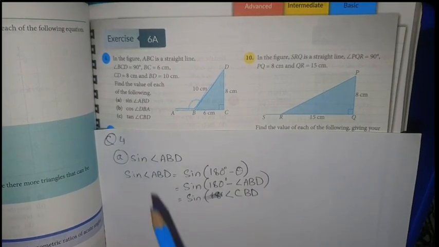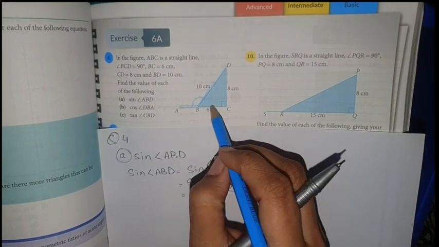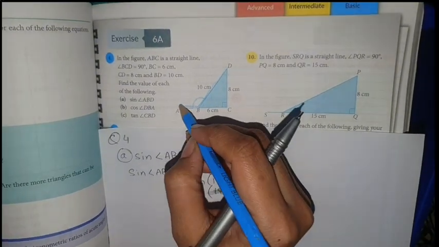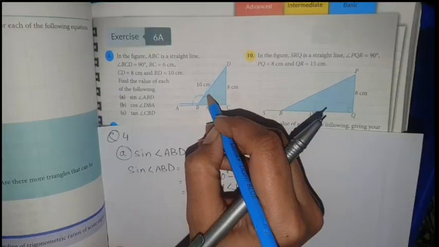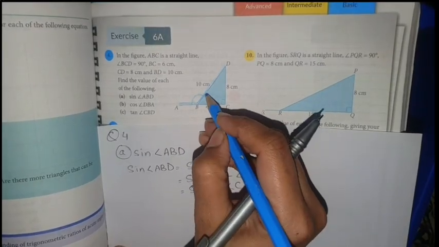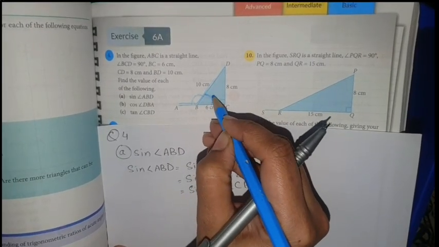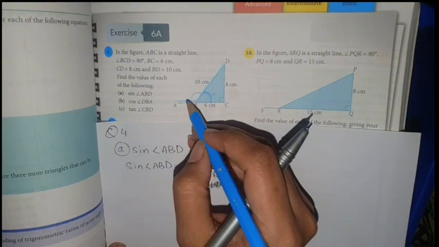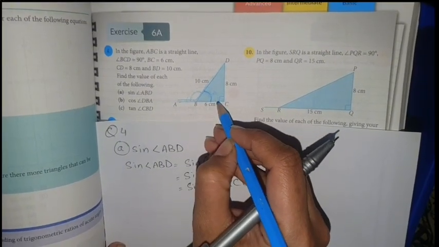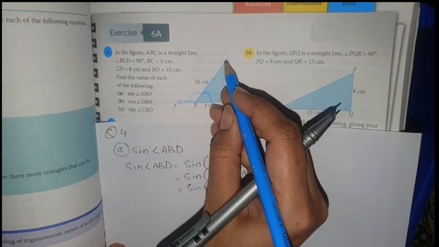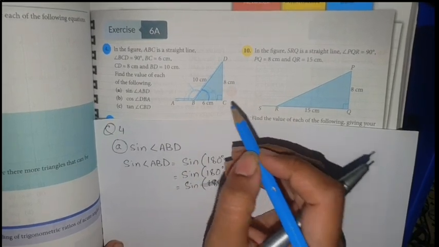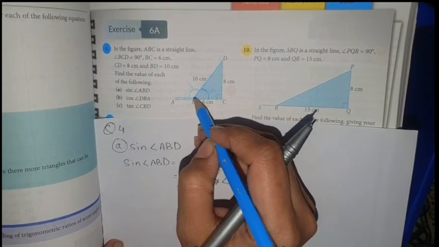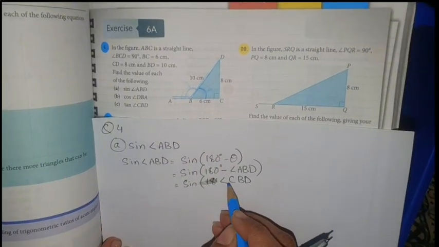I'm explaining once again. This is 180 degrees and angle ABD is this, and if we subtract this angle, we'll get this angle. Are you understanding? I am subtracting angle ABD from 180, so the remaining angle would be equal to angle CBD. So this is angle CBD.